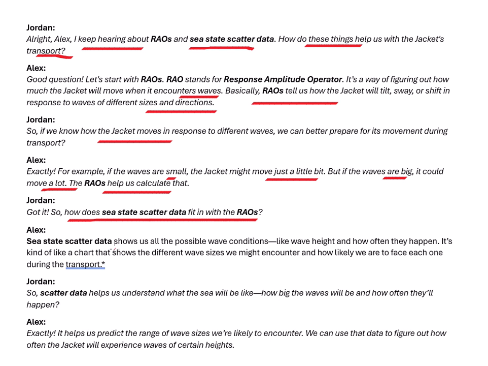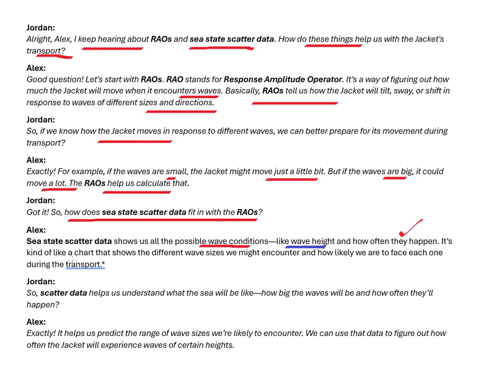This sea state scatter data shows us all the possible wave conditions. From the scatter data, we will come to know all the possible wave conditions, like wave height, wave period, and how often they happen.